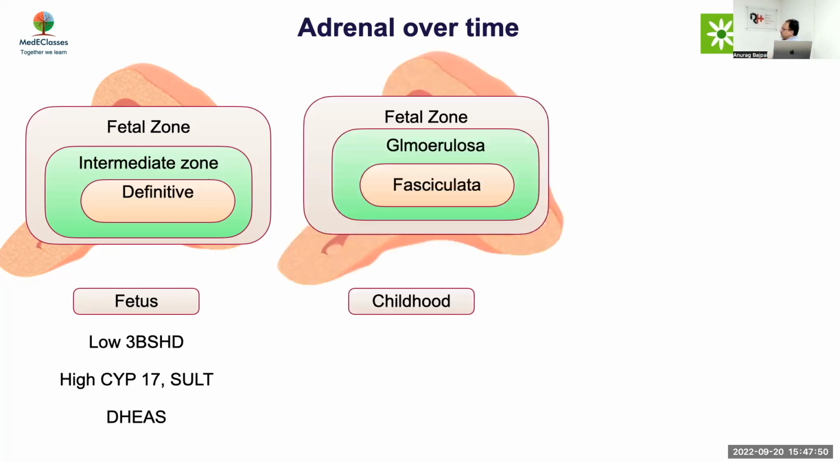So you produce DHEAS. Then as the child grows up, you have more requirement of aldosterone and cortisol. So your activity of 3-beta HSD will go up, 17 lyase activity will come down, and you will produce cortisol and aldosterone. Aldosterone is anyways produced 1000 times less, so that is not that significant.